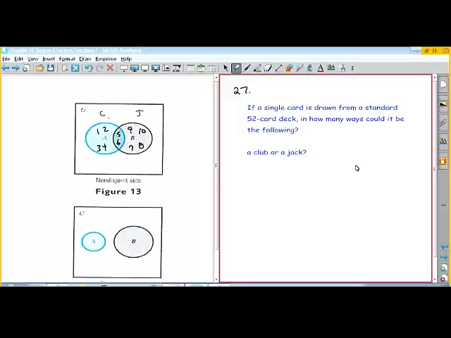A lot of these examples use cards because cards can be numbers, but they can also be suits. So there is that commonality. So if a single card is drawn from a standard 52 card deck, in how many ways could it be the following? A club or a jack. Obviously, it can't be a club and a jack, right? So that gets rid of that extra term.